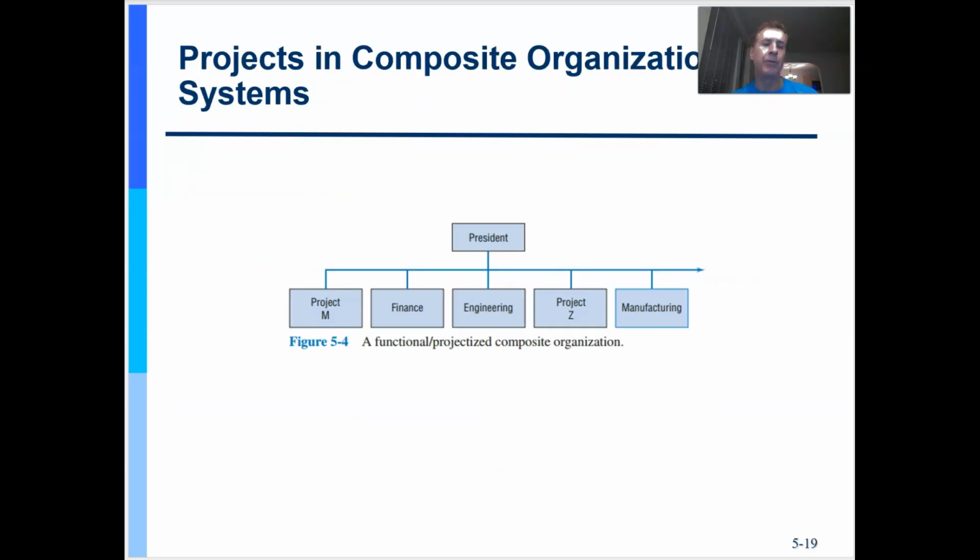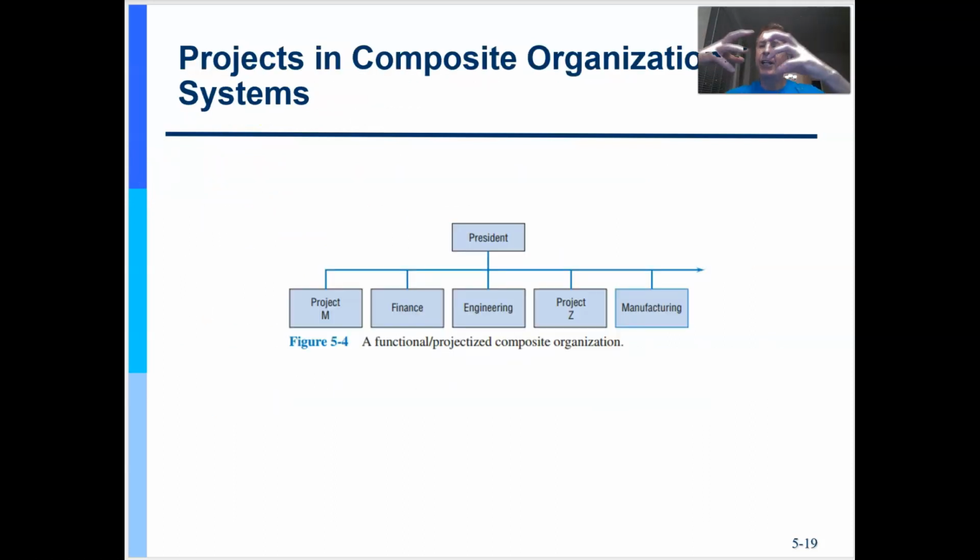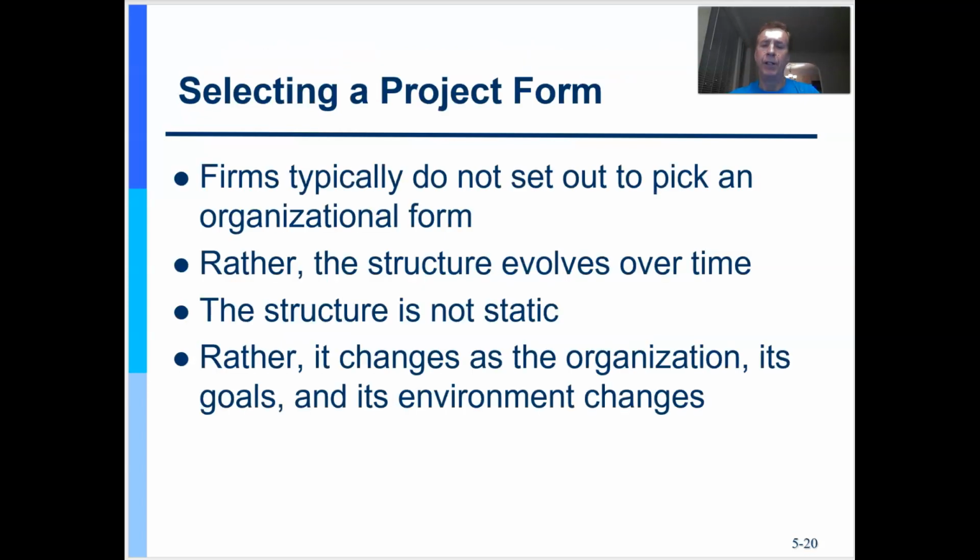Now, the last type of organization is a composite organization, which is really a grouping. It's some mashing of those other types of organizations: matrix, which can be weak, balanced, or strong, functional, or projectized, right? You can make a composite organization to fit your needs along the way. And so selecting a project form can be a very interesting and also delicate process.